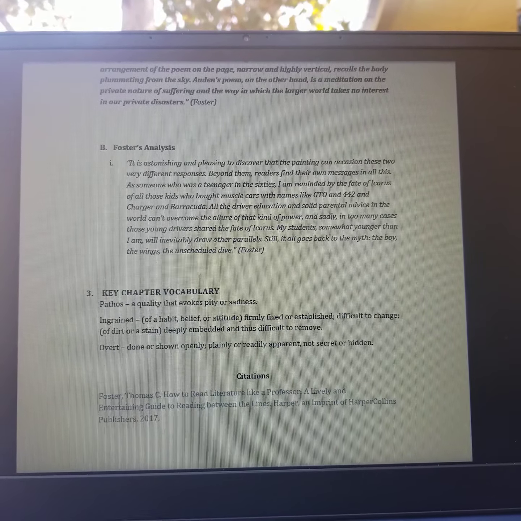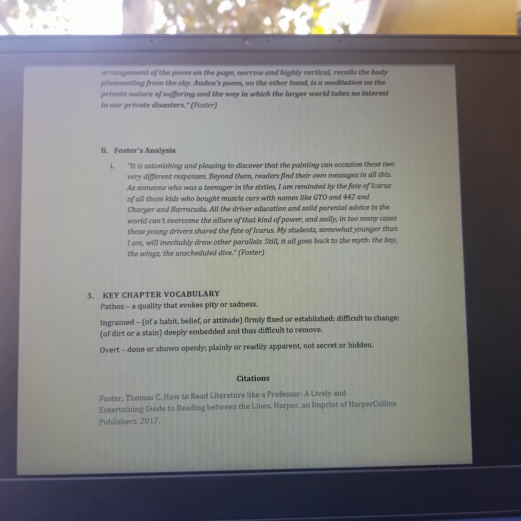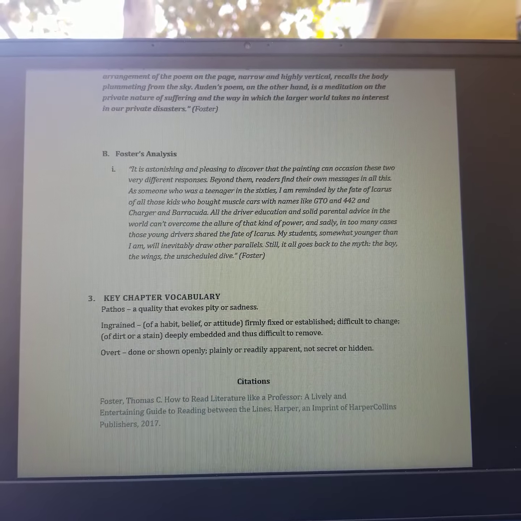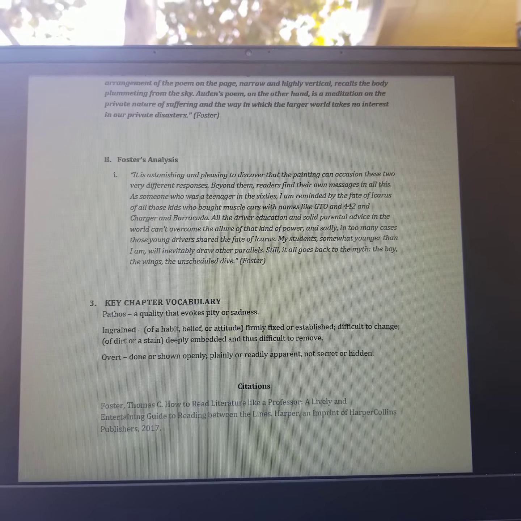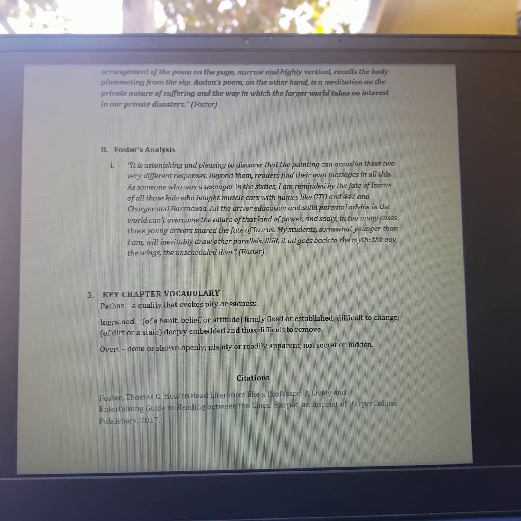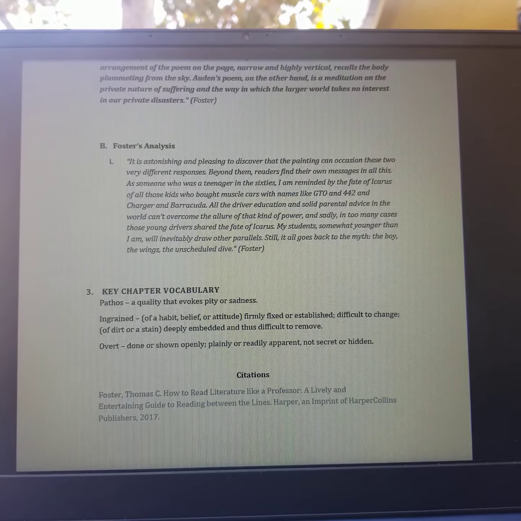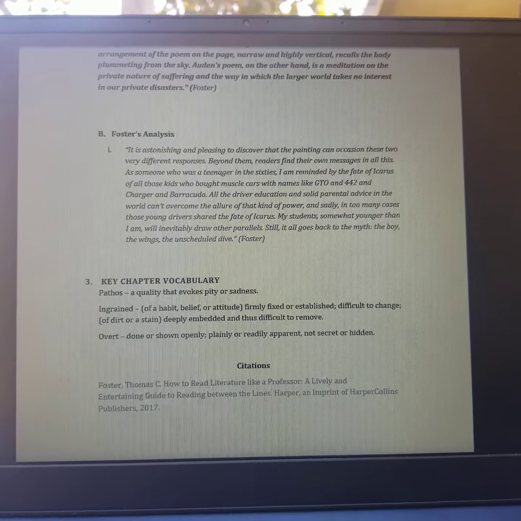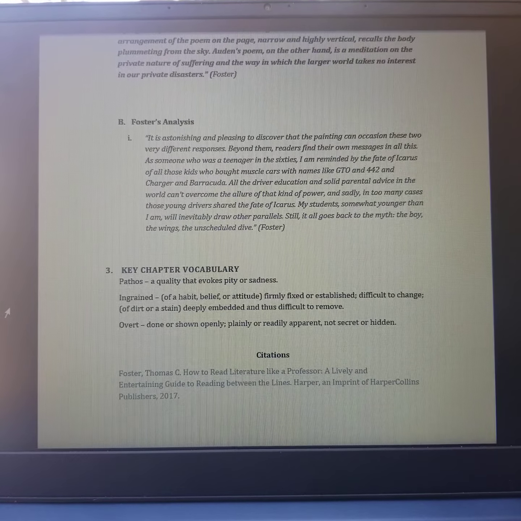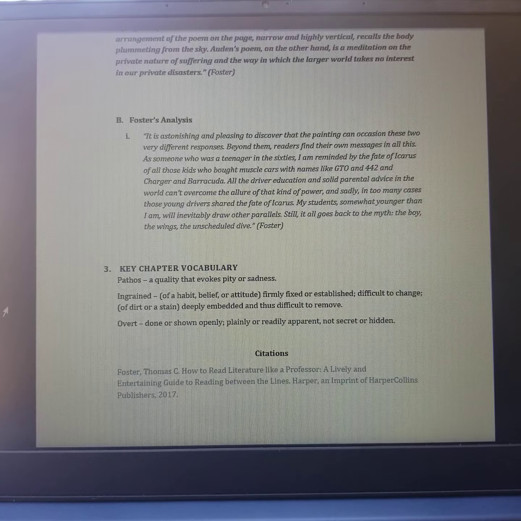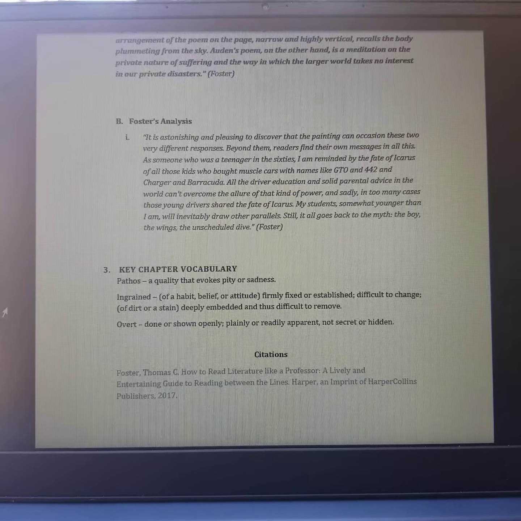and ingrained means it's firmly fixed and established. It's difficult to change, it's deeply embedded and difficult to remove. Overt is done or shown openly, plainly or readily apparent, or not secret or hidden. So basically, Greek and Roman myths are ingrained in our life right now.